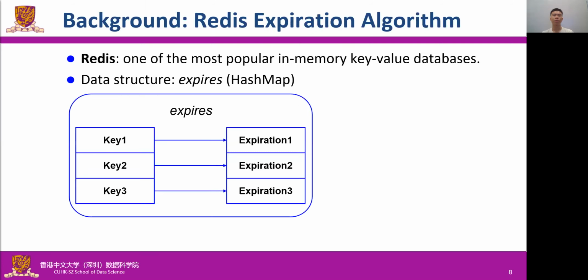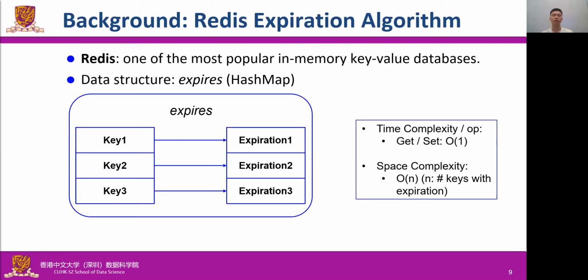Since our main implementation is based on Redis, I would like to briefly introduce how Redis evicts expired data first. Redis uses a hash map called expires to store the expiration information key by key. The value of each key would be the expiration time in Unix time. As we know, the time complexity for a hash map get and set is O(1), and for n keys with expiration, it will need O(n) space.